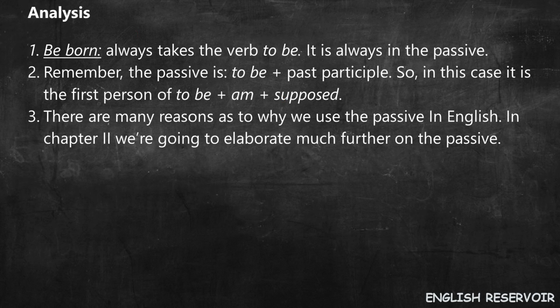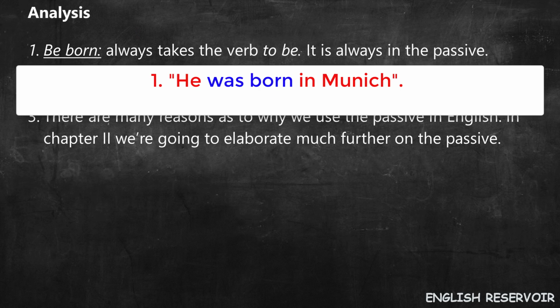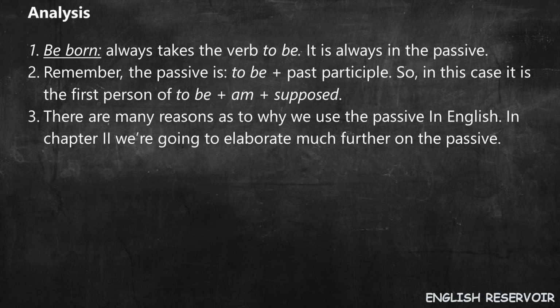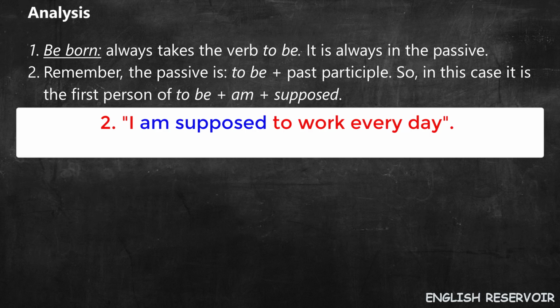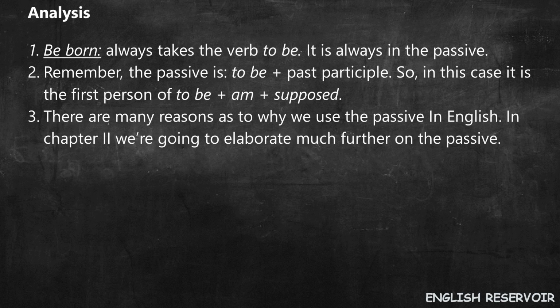Analysis. 1. Be born always takes the verb to be. It is always in the passive. 2. Remember, the passive is to be plus past participle. So in this case, it is the first person of to be, am, plus supposed. 3. There are many reasons as to why we use the passive in English. In Chapter 2, we're going to elaborate much further on the passive.